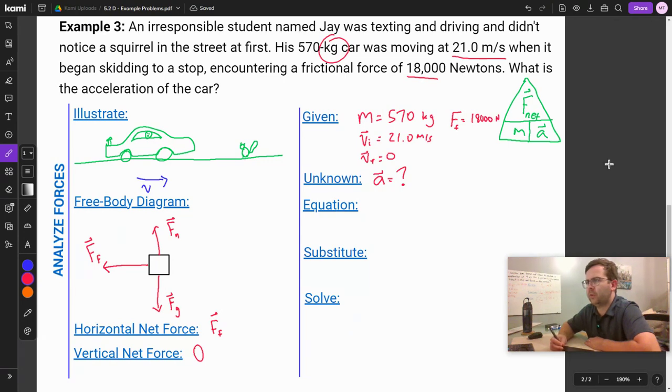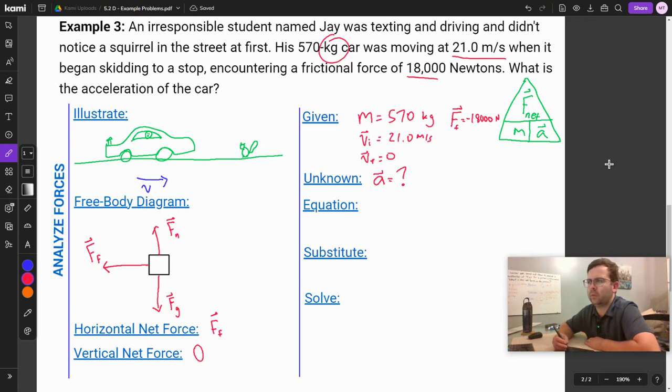Now, because force is a vector, we should include the direction. So is this going to be positive or negative? If it's to the left, it's negative. So we need to make sure to include that negative sign there. It's a pretty important step.